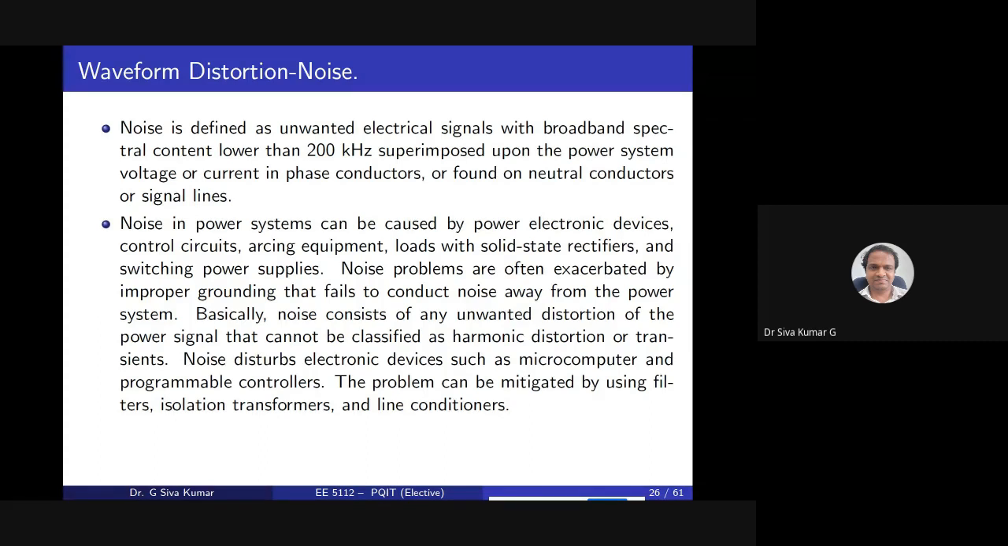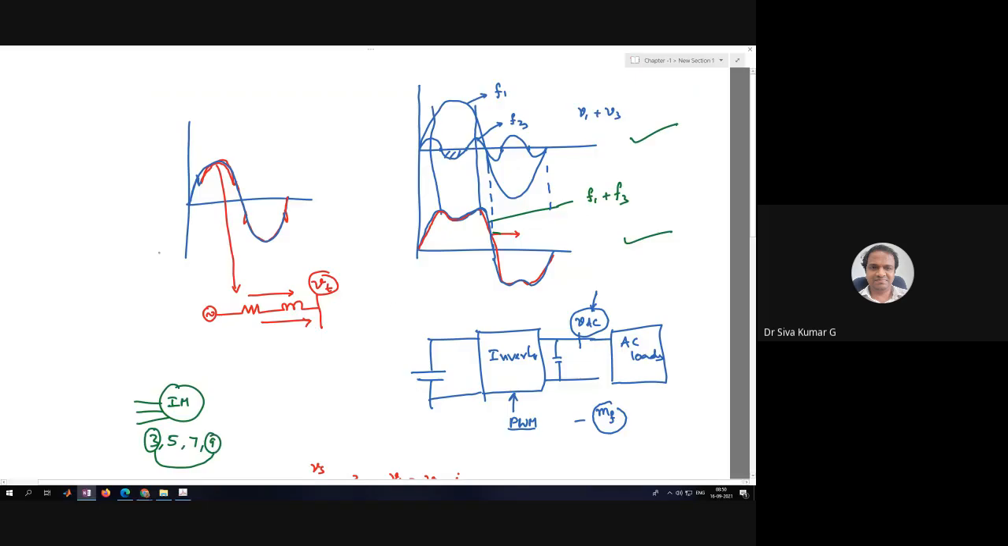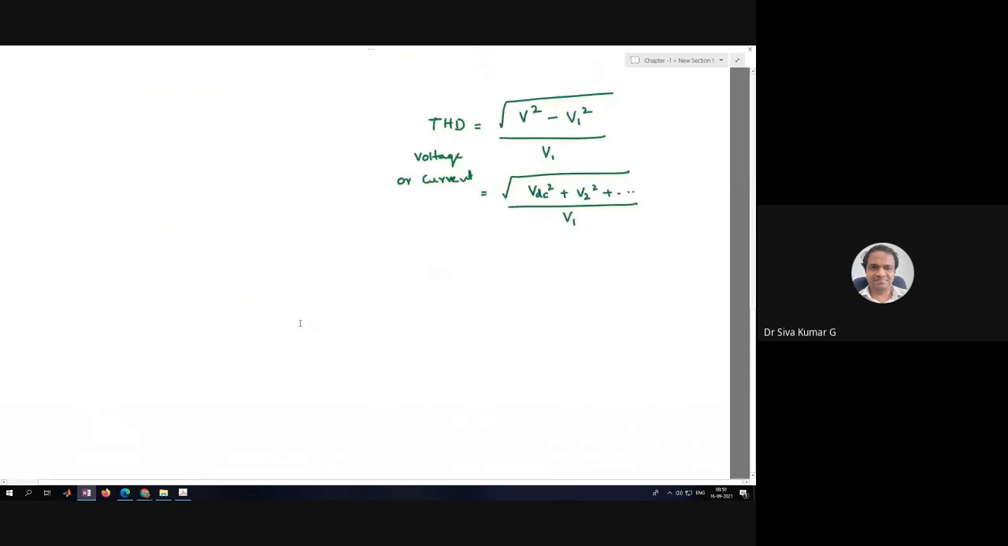Basically, the noise here, you see here in the point, disturbs electronic devices such as microcomputers or programmable controllers. For these things, we try to synchronize with the zero crossing. If you have noise in the system, what I mean to say is, I have given that picture earlier, especially we try to synchronize with respect to the zero crossing of the voltage.